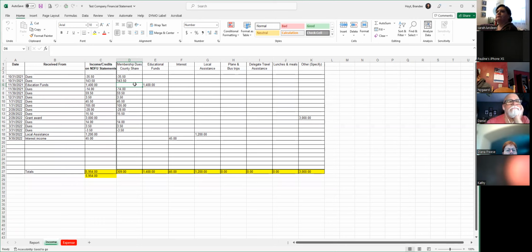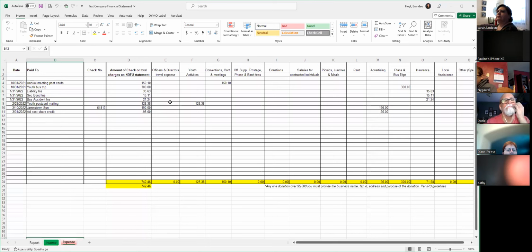In October, we also had on the October statement annual meeting postcards. If those postcards are for a specific meeting, let's say it's a youth one, in this case, it's just a regular annual meeting. So it would go in this conventions and conferences. Oops, sorry, wrong. There you go. Right there. So that's where it would go.